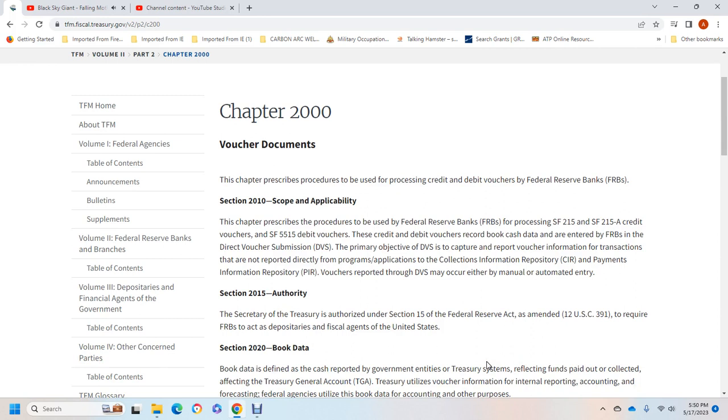Section 2015, Authority. The Secretary of the Treasury is authorized under Section 15 of the Federal Reserve Act, as amended, with Title 12 of the United States Code 391, to require Federal Reserve banks to act as depositaries and fiscal agents of the United States.